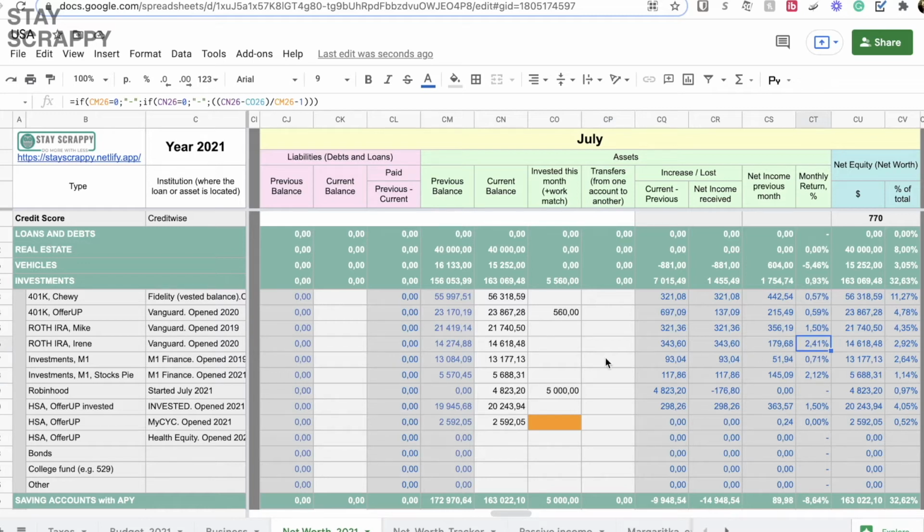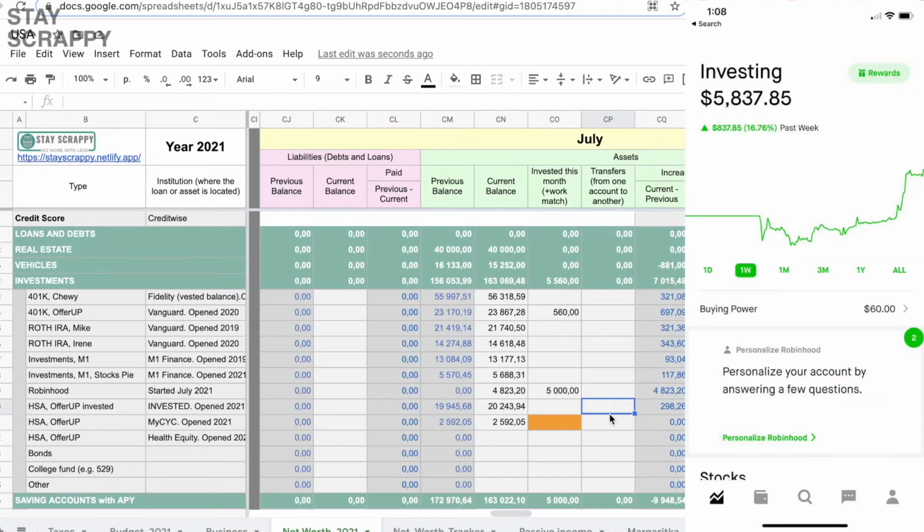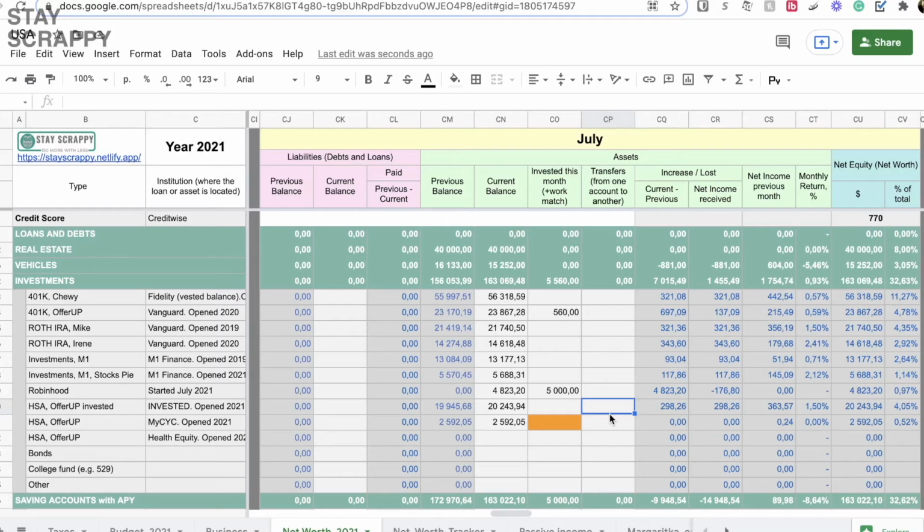The monthly return is 2.41%. This month we invested into 401k, the usual amount, and also into Robinhood. On the 1st of August, when we filled all the data, we lost $177 right after investing $5,000. But at the time of this recording, after 2 days, we have about $5,800 on the account. This is a great example of how the market goes up and down, and you shouldn't panic and stop investing or, even worse, withdraw your money.